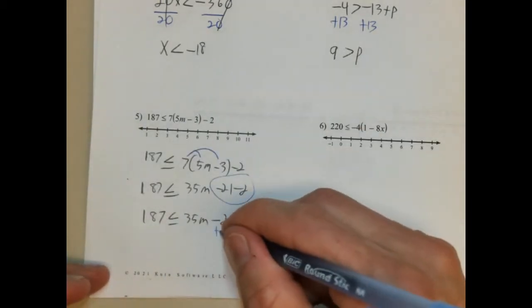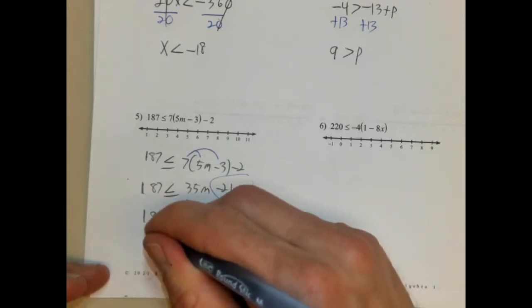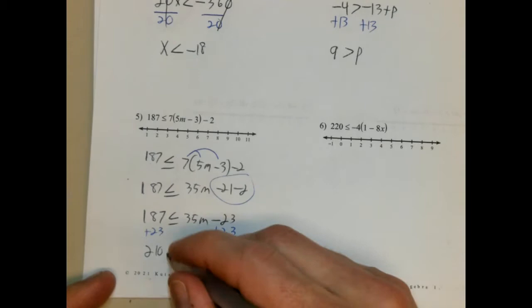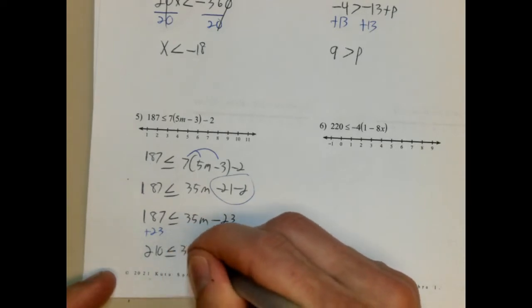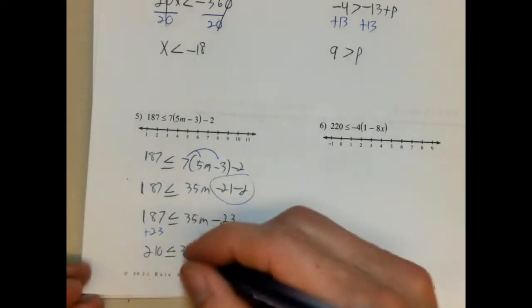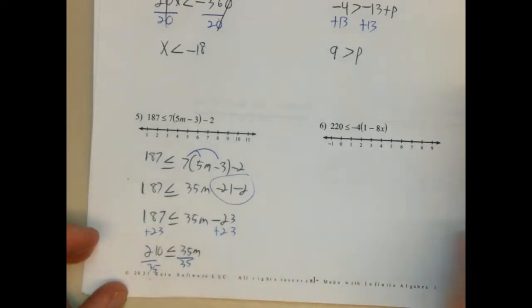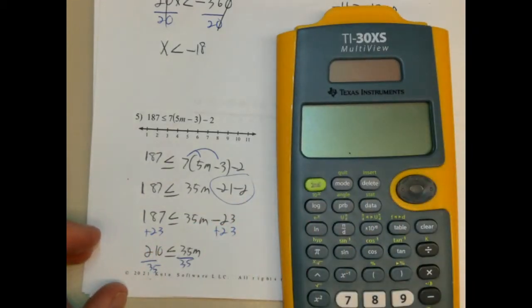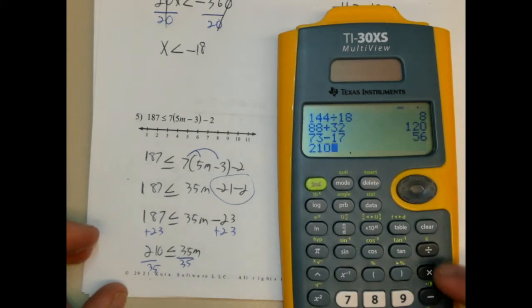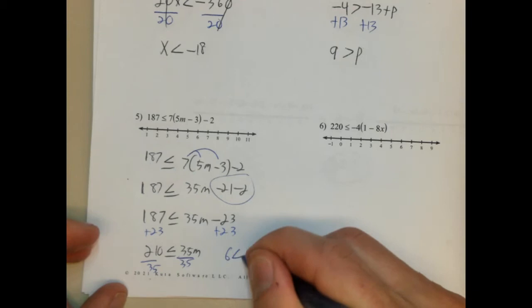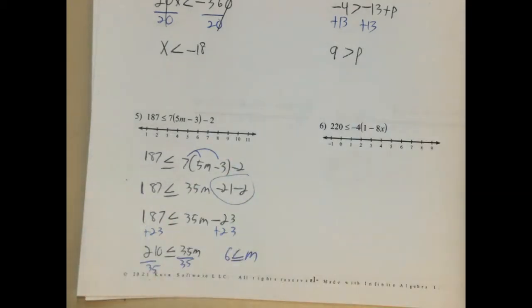Let's add 23. That's our constant, so let's get rid of it. So plus 23, and I believe that's going to be 210 is less than or equal to 35m. Let's divide both sides by 35. It's our coefficient. And I don't know my 35 tables. 210 divided by 35, that's going to be 6. So 6 is less than or equal to m, or m is greater than or equal to 6.